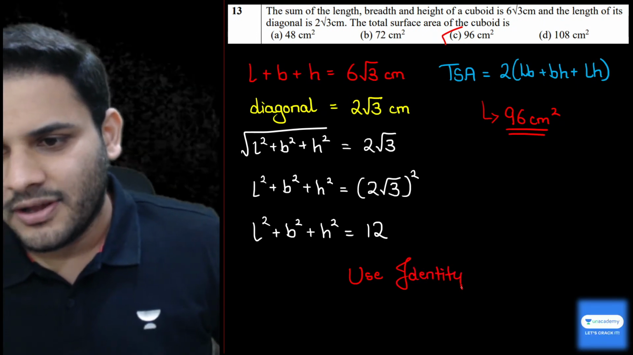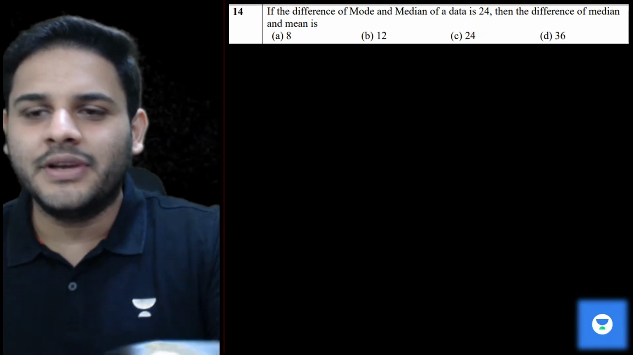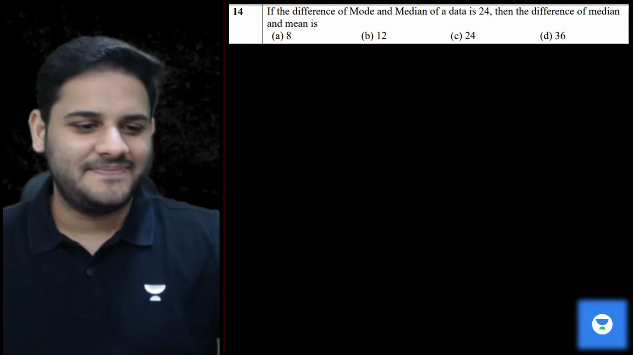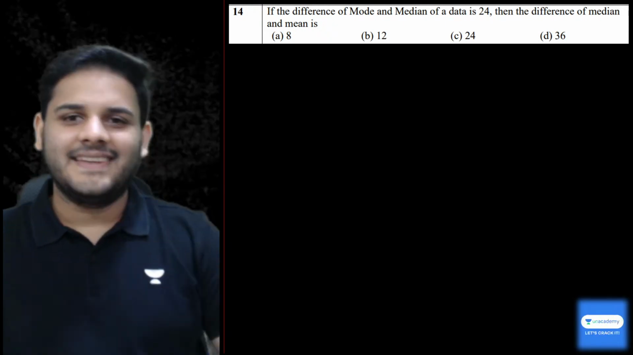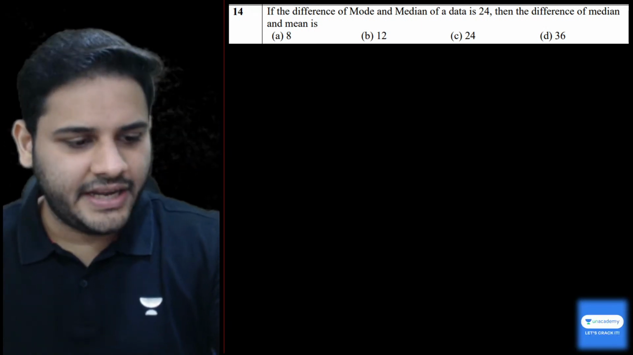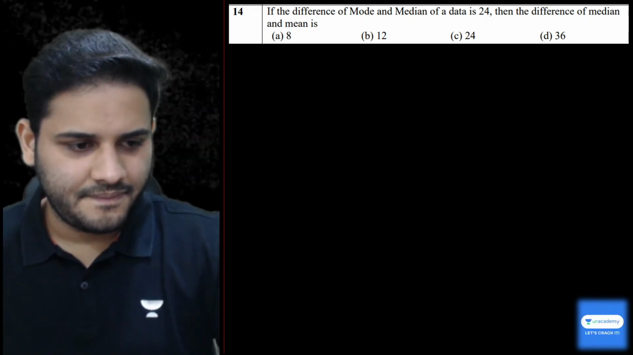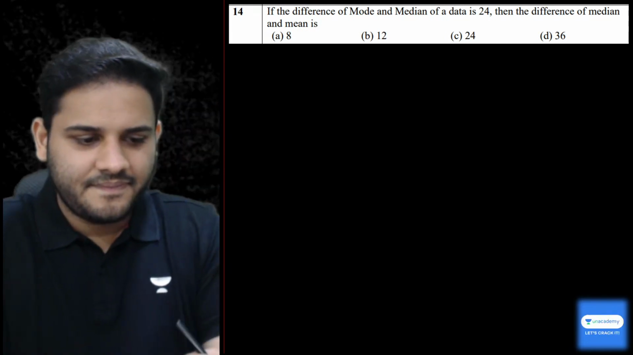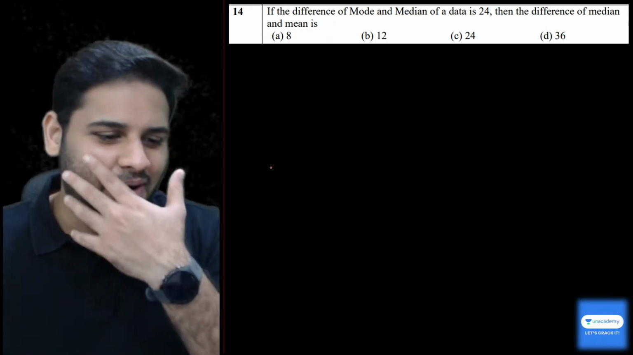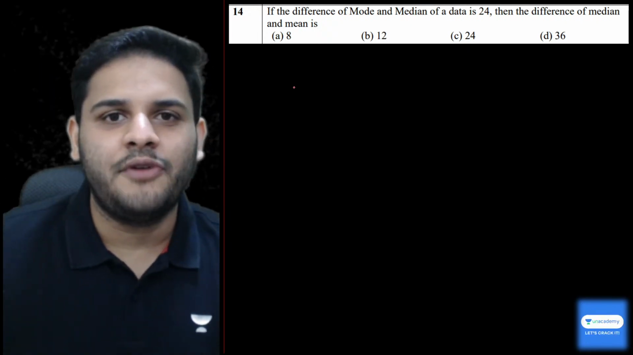Okay? Chalo. Next question on your screens, question number 14. So, now what will you do here, people? यहाँ पे क्या ही करोगे? If the difference of mode and median of a data is 24, then the difference of median and mean will be what? What is the formula which we use?